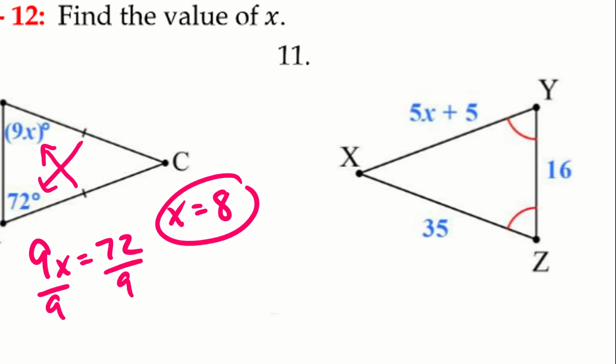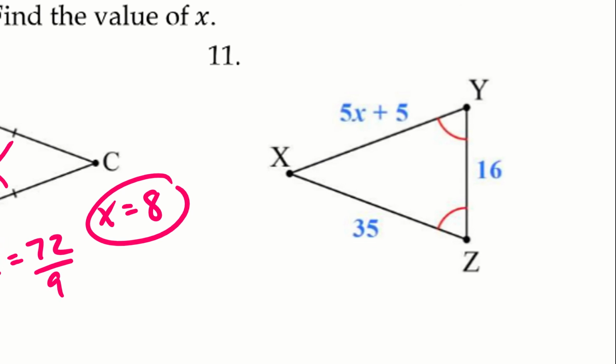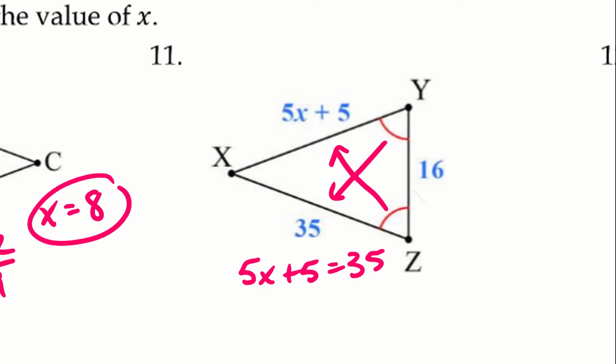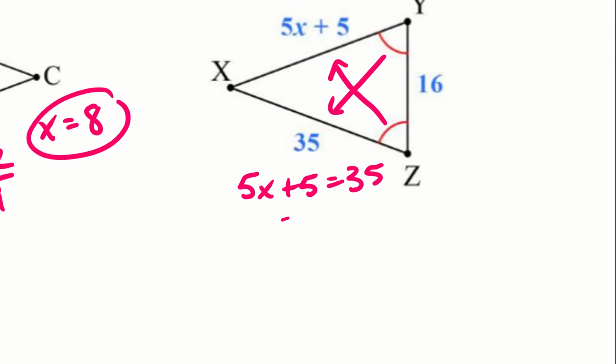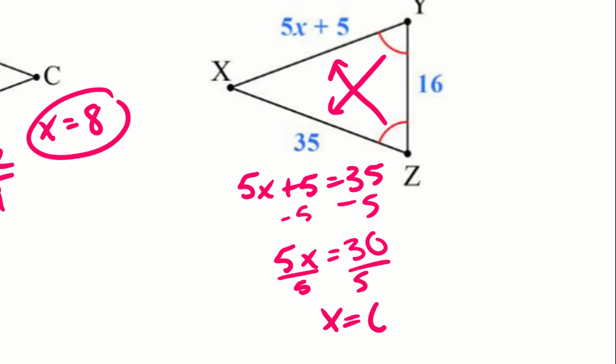Alright, let's take a look at 11. So this time it's telling me the angles are congruent, so I'm going to go across this way. So 5x plus 5 is equal to 35. So I can go and solve for x here. Subtract 5. I have 5x equals 30. Divide by 5. X equals 6.